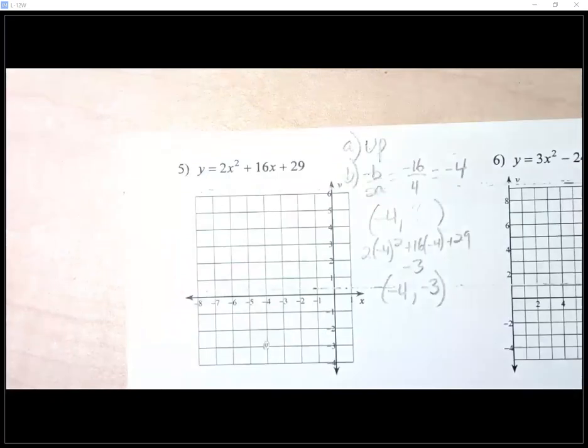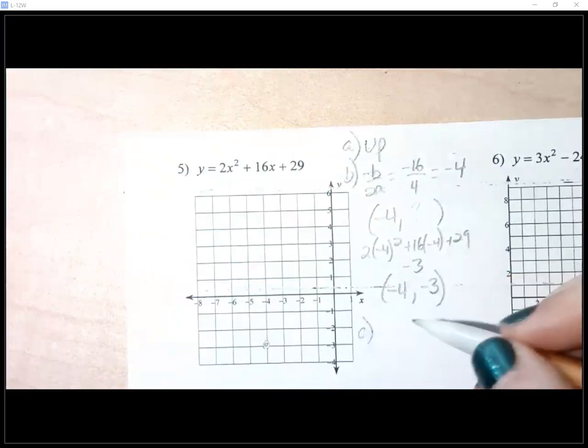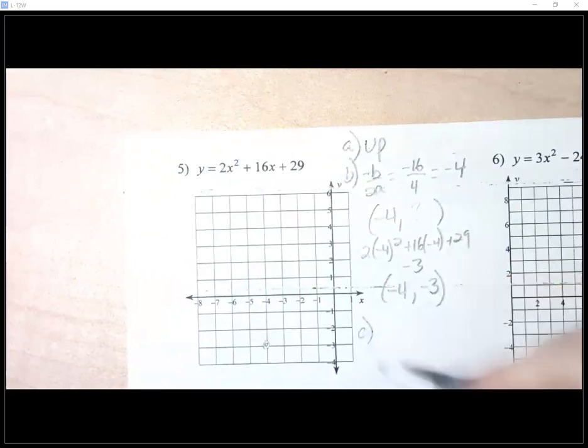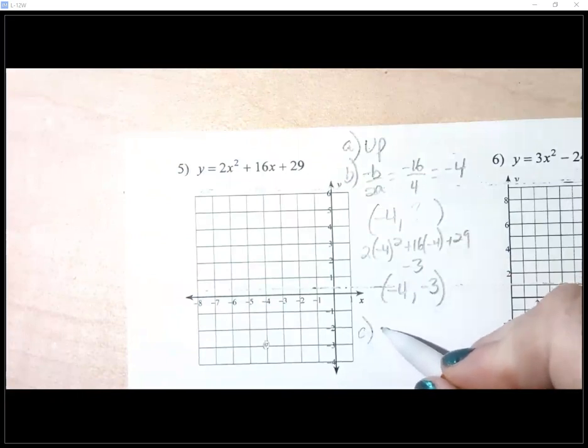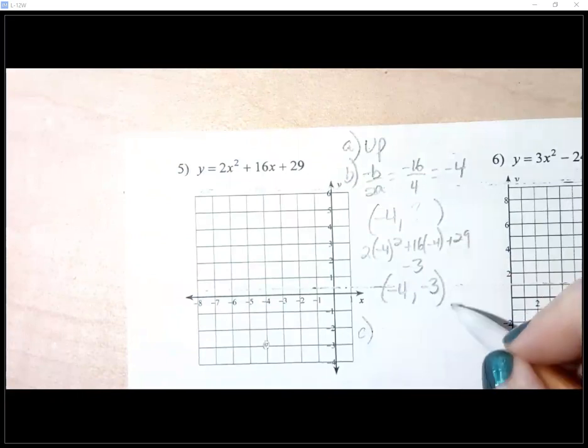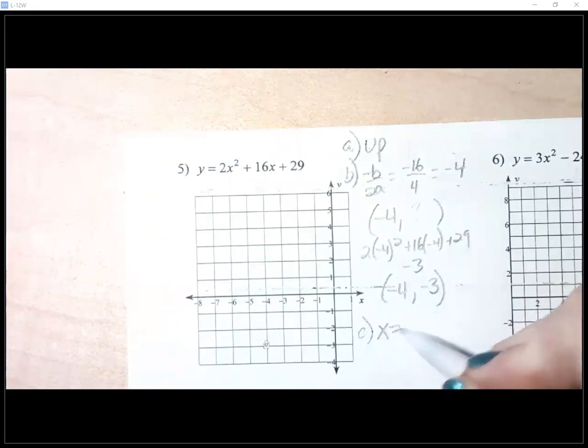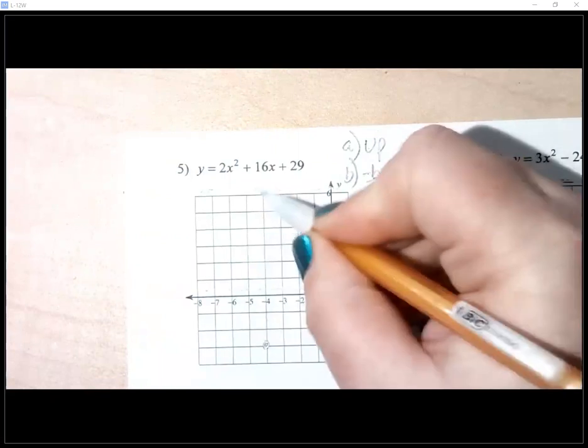Part C, you had to give me the axis of symmetry, which is just what? What do you write here for the axis of symmetry? X equals, and then whatever this number is, in this case, it's negative 4. That's just the equation of this line.